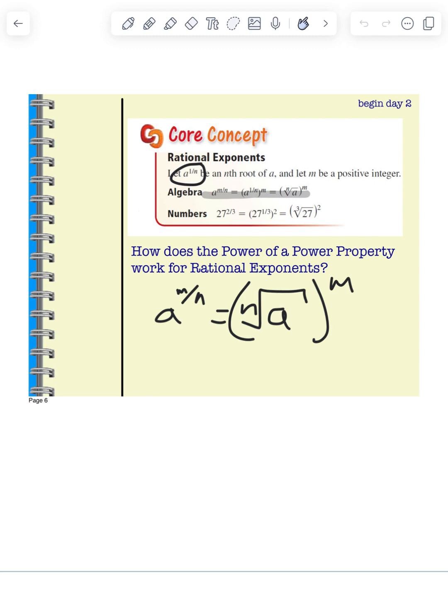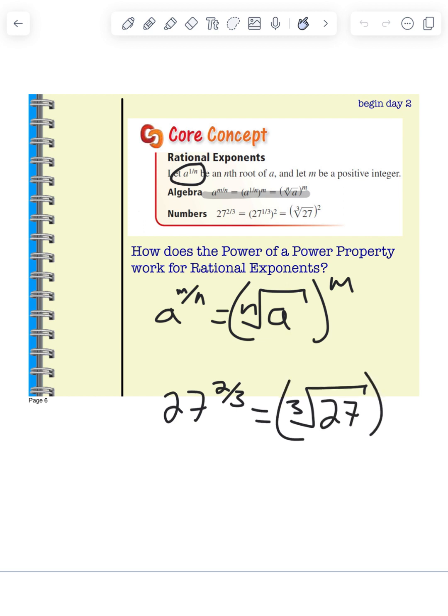So if I had 27 to the power of 2/3, I'm taking the cube root of 27 and then putting it to the power of 2. So the cube root of 27 is 3. 3 squared is 9.